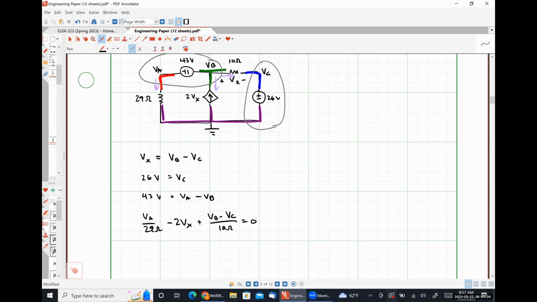If you have a Casio 991, your variables will be VA, VB, VC, and VX. If you have a Casio 115 or a TI 36X, simply substitute in the relationship for VX into this thing right here, and then solve.